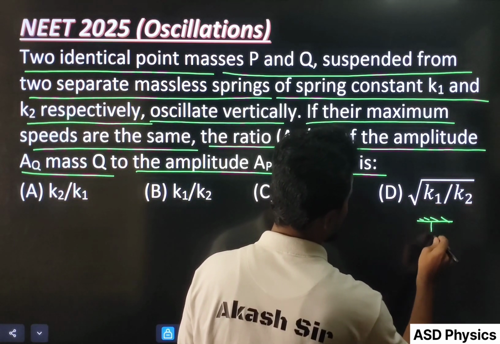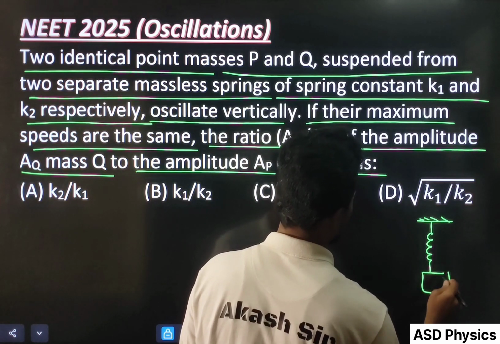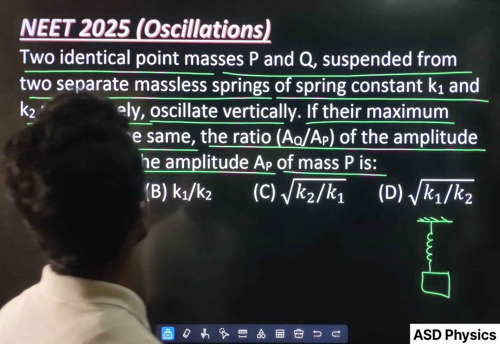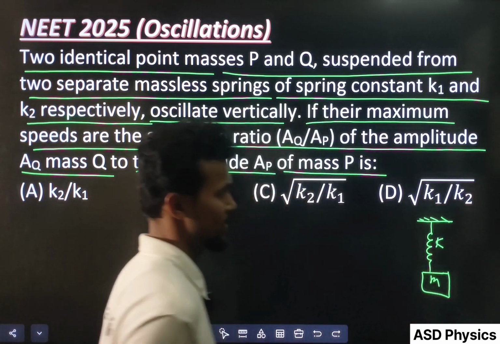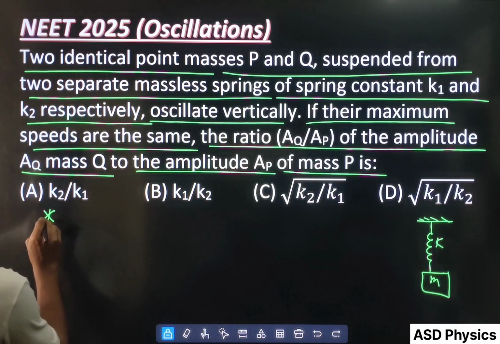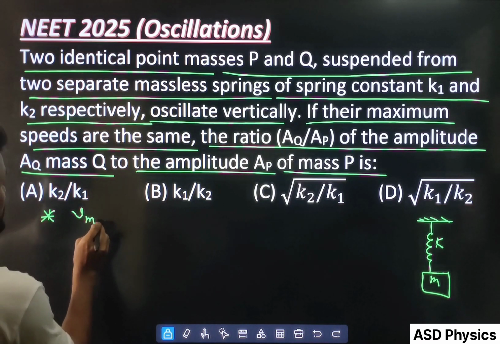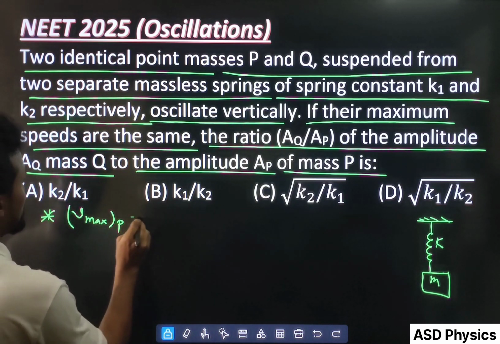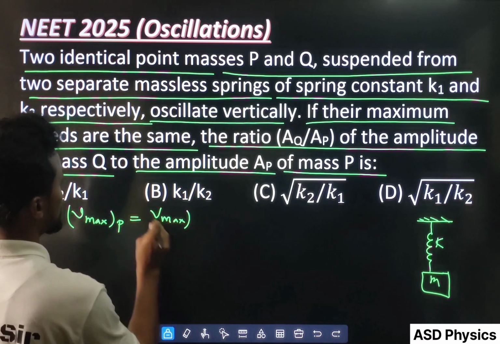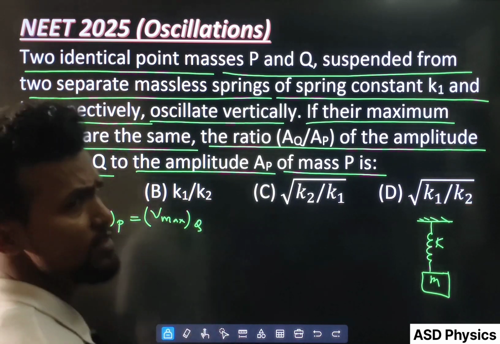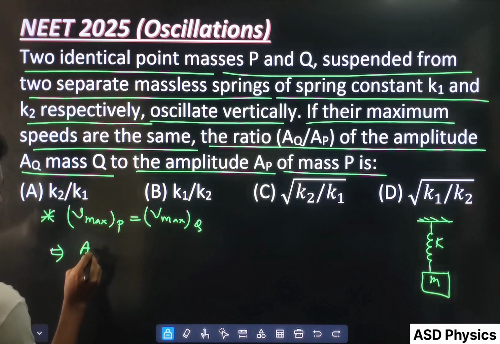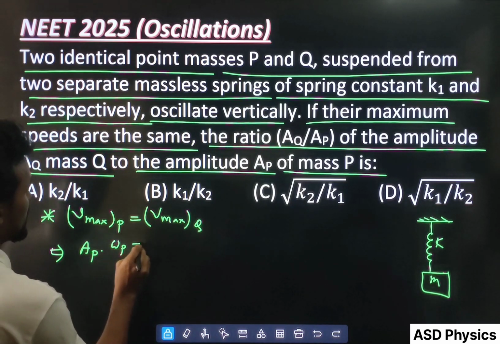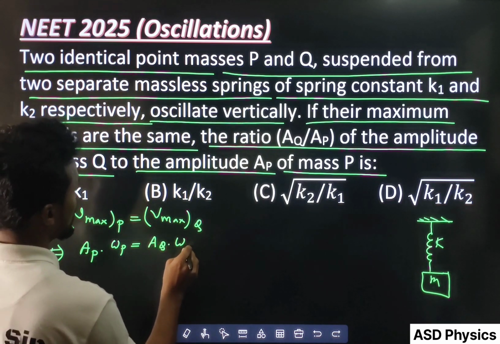The situation is like this here. Now it is oscillating like this. Two identical point masses P and Q. This is K, and this is the general diagram. Remember that, as they have given, the maximum speed is the same. So V max for P will be equal to V max for Q. Now the maximum speed is given by A omega. So A omega means AP into omega P is equal to AQ into omega Q.